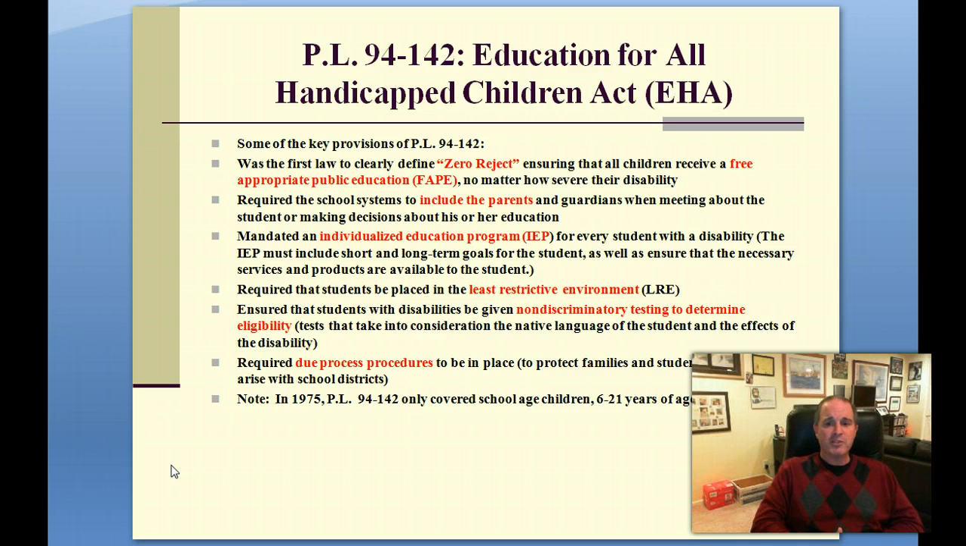94-142 also ensured that students with disabilities are given non-discriminatory testing to determine eligibility. So when we talk about testing and assessment, the tests that are being used to assess whether a child is eligible for special education and related services have to be non-discriminatory. 94-142 also required due process procedures to be in place to protect families and students when conflicts arise with school districts. And the one final thing to note about 94-142 is that it covered school-age children, which is age 6 to 21 years of age.